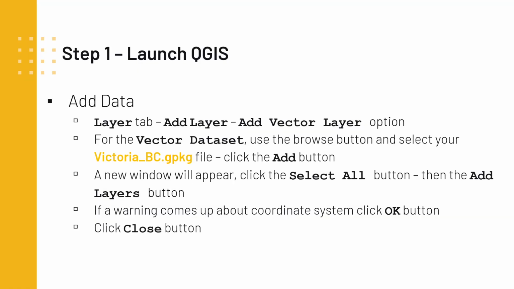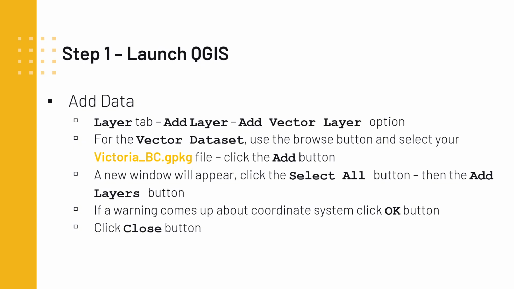We're now ready to add the data to our new project. To do this, we're going to go up to the top and click on the Layers button. Okay. From here, you're going to click Add Layer, Add Vector Layer option. This is going to open a new window. For the vector dataset, you're going to use the Browse button and select the Victoria_BC geopackage file that we unzipped and put inside of our project folder. Then you're going to click the Add button.